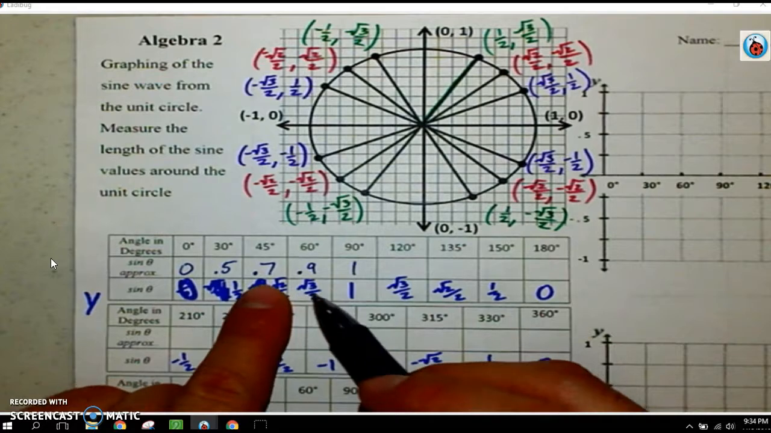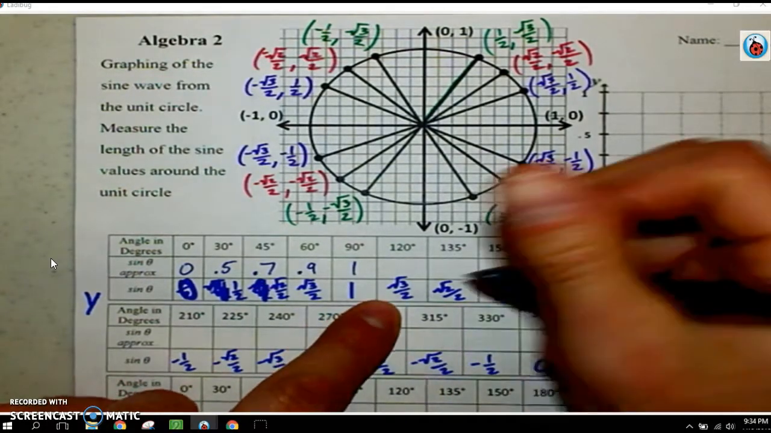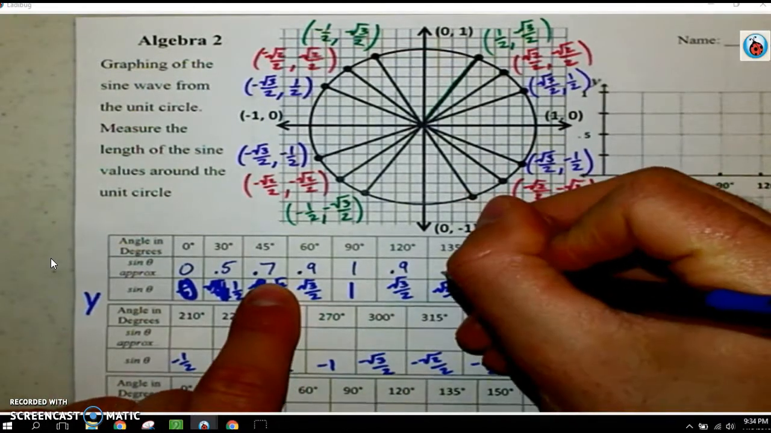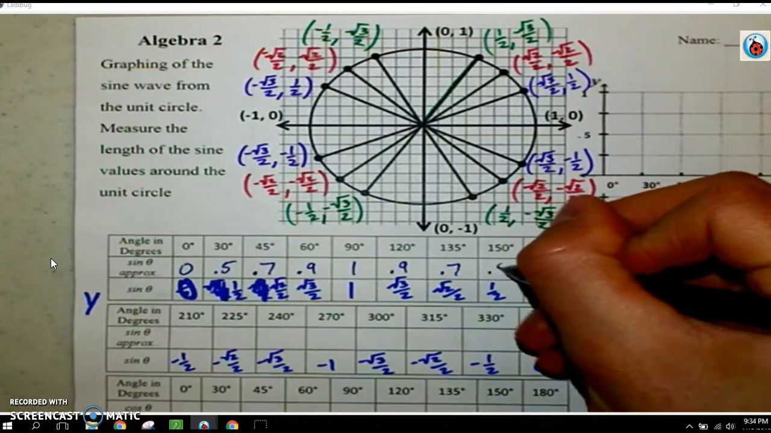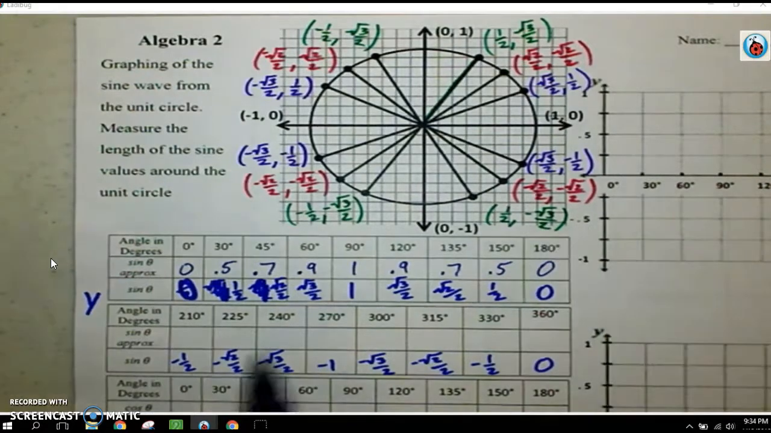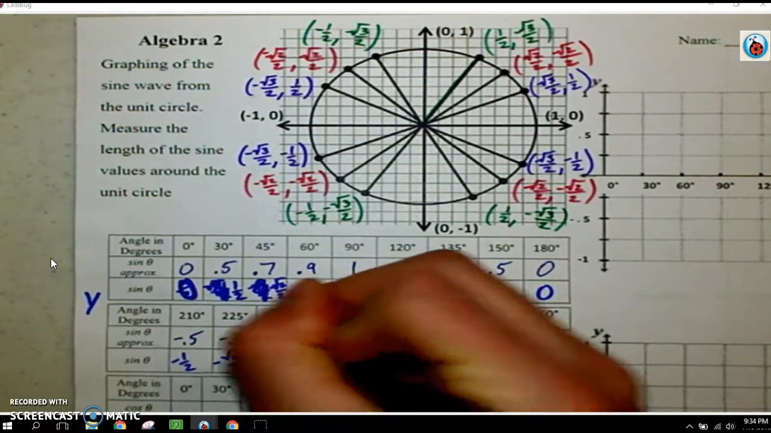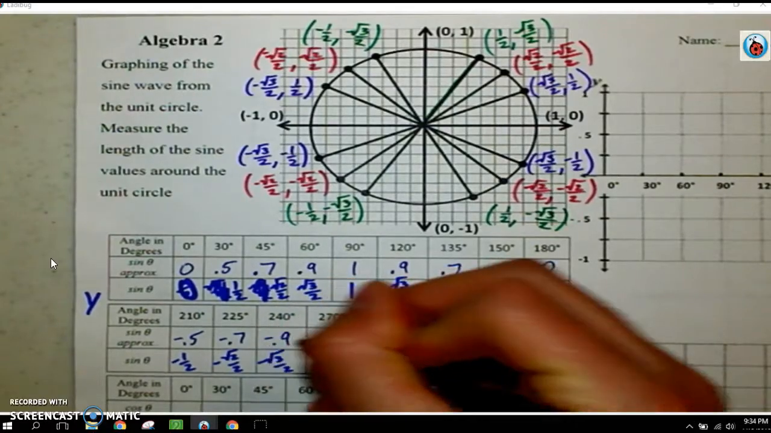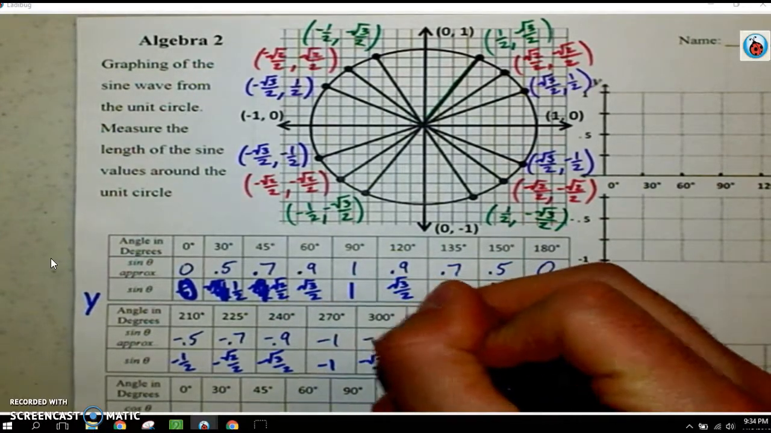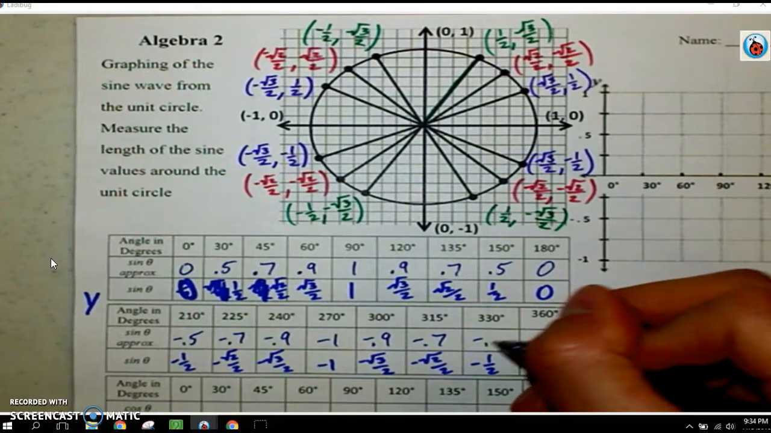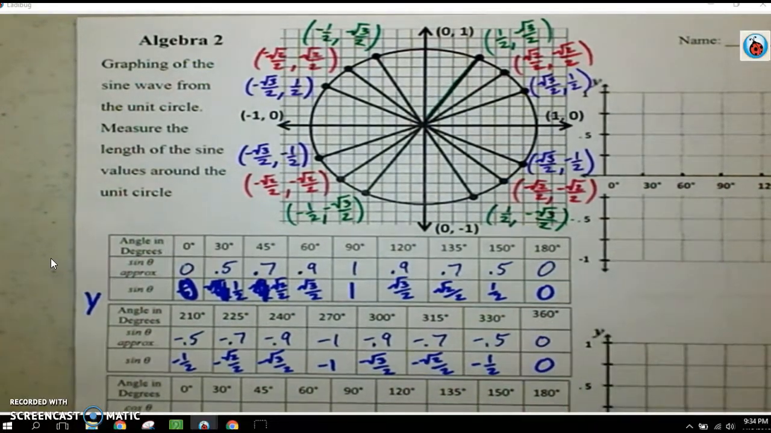And now all of these values are essentially just going to repeat. So at my root 3 over 2, back down to 0.9, root 2 over 2, back to 0.7, over here, 0.5, and then 0. And now I'm going to have those same values again down here, but they will be negative. So a negative 0.5, a negative 0.7, negative 0.9, negative 1, negative 0.9, negative 0.7, negative 0.5, and finally back to 0.